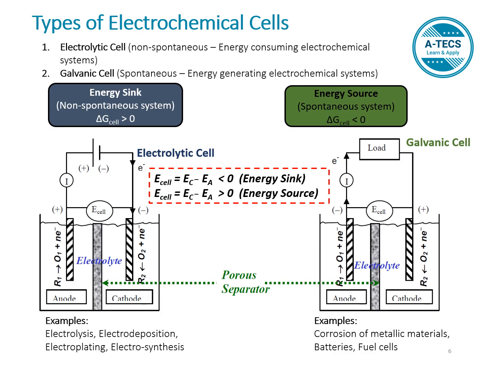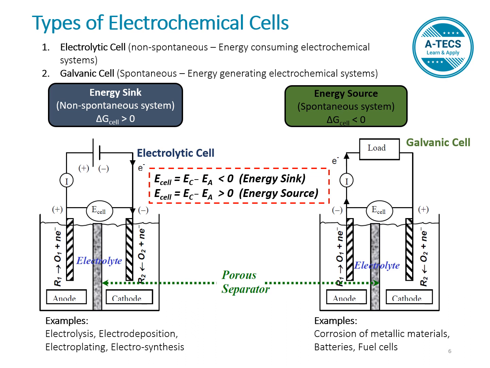Now I will be explaining the types of electrochemical reactions. There are two types of electrochemical reactions. One is called electrolytic cell and the other is galvanic cell.